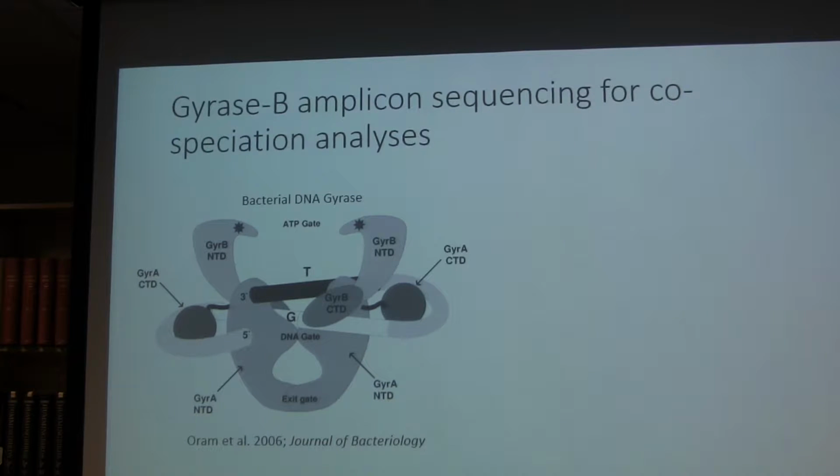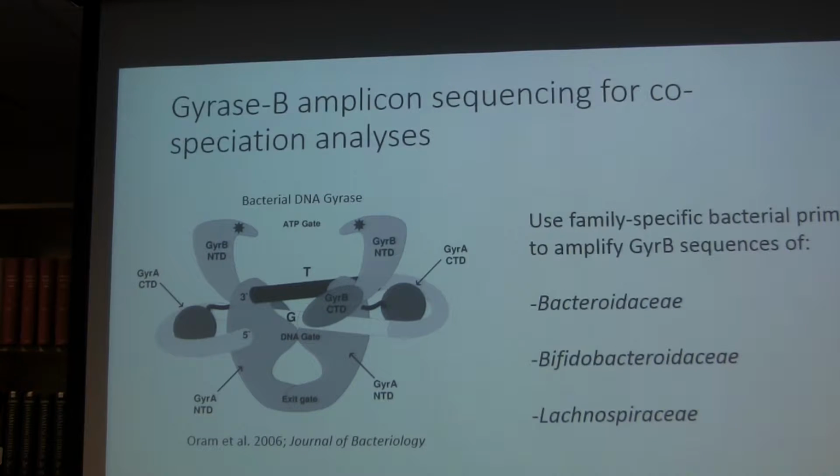So GyrB is a protein coding gene, and it's much more variable than the highly conserved 16S. GyrB is a protein in this gyrase complex that is involved in relieving tension put on the DNA strand by the helicase during DNA replication. So this is another universal protein. All bacteria have this protein, but because it's a protein coding gene, it's going to be more variable than 16S.